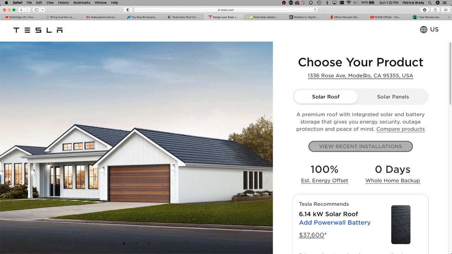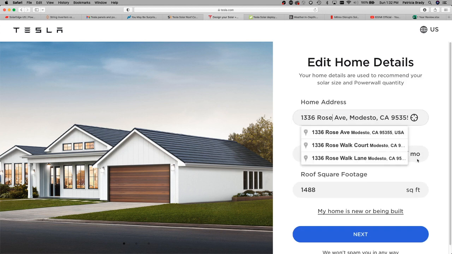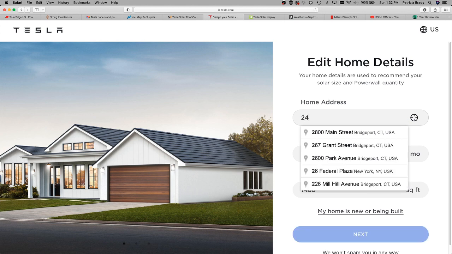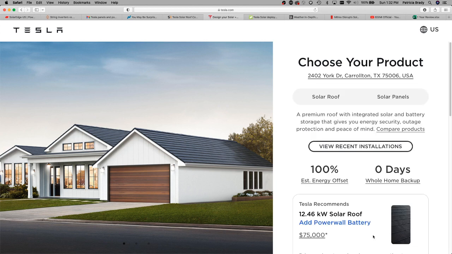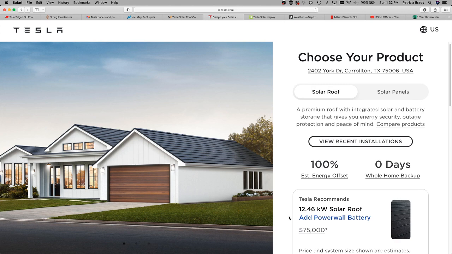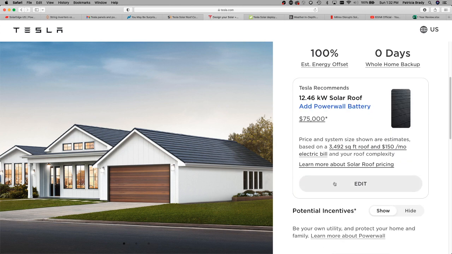Let's look at a place in the Dallas area. You can send my mom a thank you note. This is her address in Carrollton, which is a suburb of Dallas, Texas. You can see their roof is much larger. It went up from 1,500 square feet to almost 3,500 square feet of roof space. And you can see they would have to spend $75,000 to get a Tesla solar roof without any batteries.